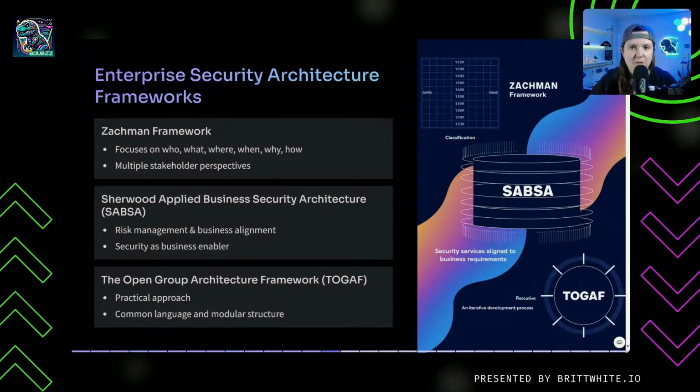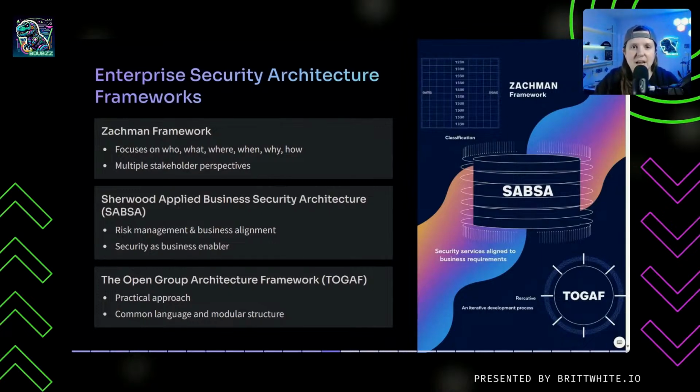First, we have the Zachman Framework. This framework focuses on answering the fundamental questions like who, what, where, when, why, and how, from the perspectives of different stakeholders within the organization. You've got your planners seeing it one way, owners seeing another way, and your designers and builders yet another way. And this is like getting everyone in a room and making sure they're all speaking the same language.